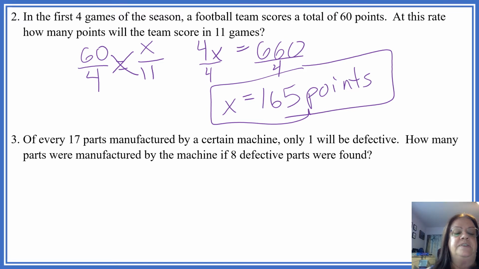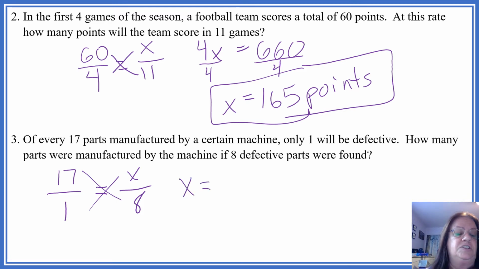Okay. Of every 17 parts manufactured by a certain machine, only 1 will be defective. How many parts were manufactured by the machine if 8 defective parts were found? Okay, so we're looking for number of parts, so 17 parts per 1 defective, and that is x per 8 defective. All right, we're going to cross multiply. That leaves us with just an x. Isn't that nice? And 8 times 17, which is 136 parts.